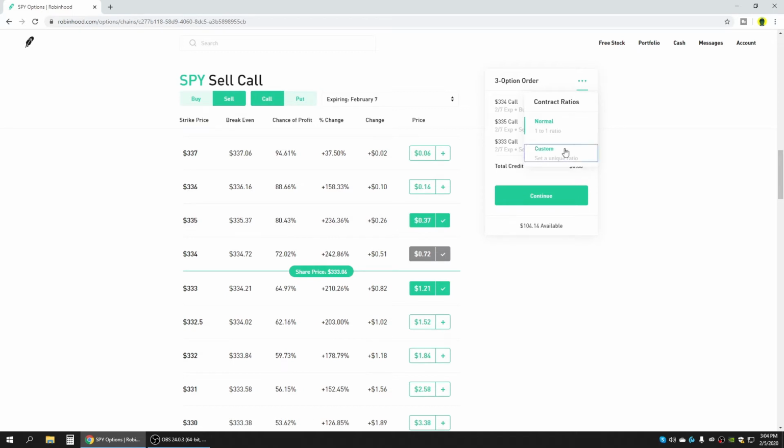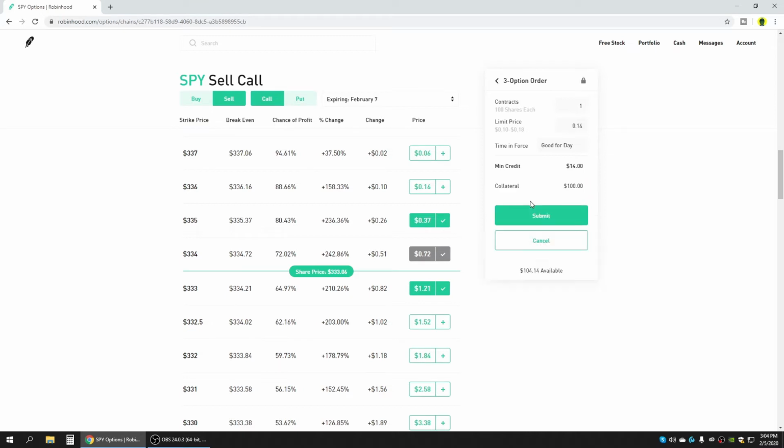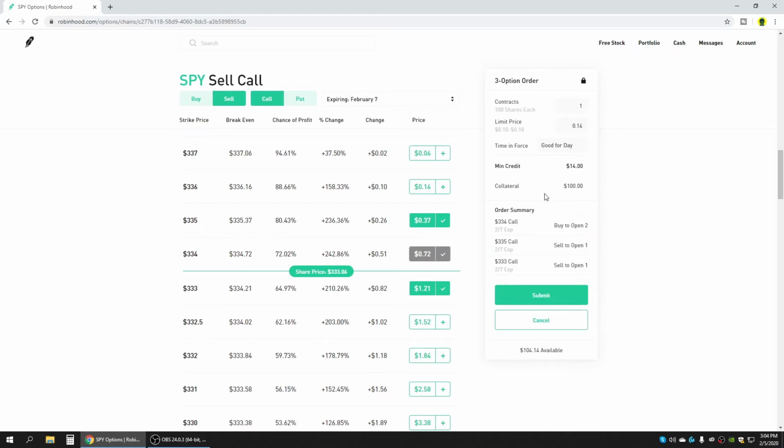So we got to customize the order, go to the one we bought, add two of them, and now we would receive a total credit of $14, assuming we get filled at $14. Now when you review the order, you'll see that there's a $100 collateral, and that price comes from the difference between the strike prices. So the two contracts you bought, the 334s, and then the one you sold, the 335, and this one, because this is $100 away from the 334 as well. It's just below it, so that would be your range of where you could lose.